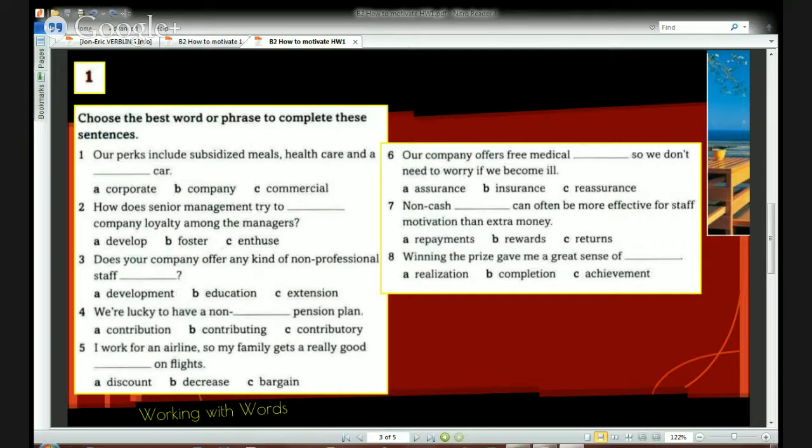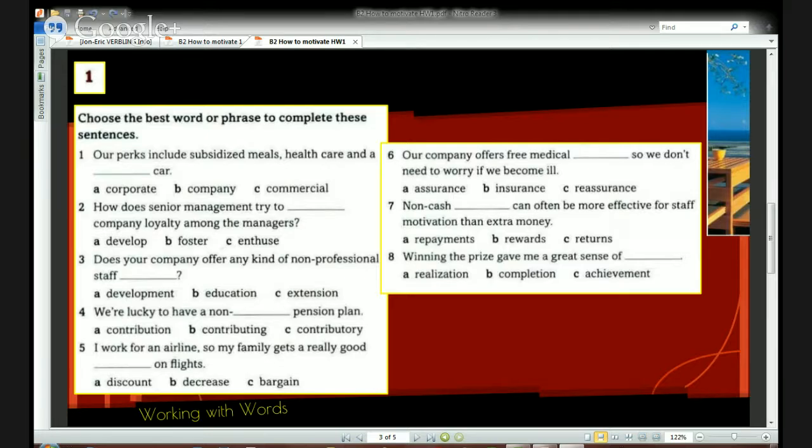I don't know what this means. Enthuse. Enthuse is the same as enthusiasm. To be enthusiastic, to really want to do something. Right? So, is it possible to enthuse a quality? Like, I'm going to enthuse happiness in you. Does that sound good to you? Or sound strange?